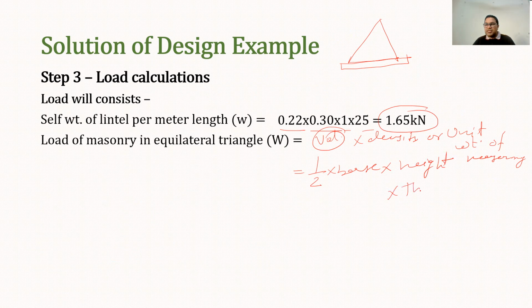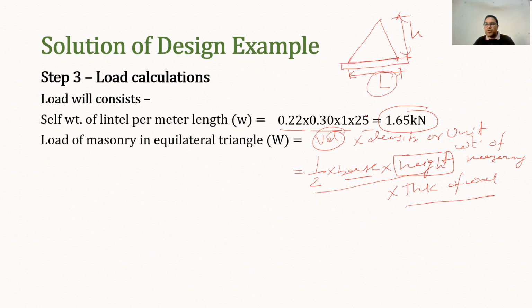Multiplied by thickness of wall. So this is how we will calculate the volume. In this, base is this one, which will be approximately equal to L. Similarly, the height we have already calculated in the previous step. So the height is small h, which is 1.9 meter.